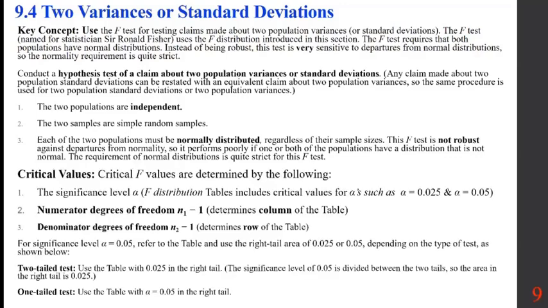Critical values. Critical F values are determined by the significance level alpha. F-distribution tables include critical values for alphas such as alpha equals 0.025 and alpha equals 0.05.